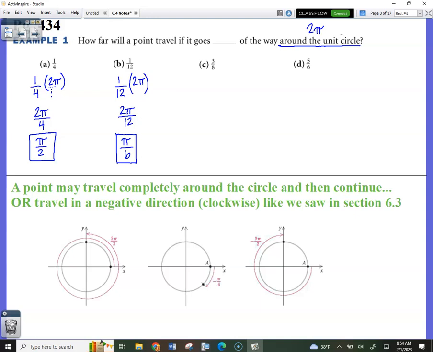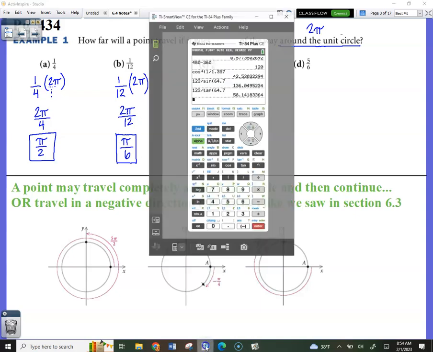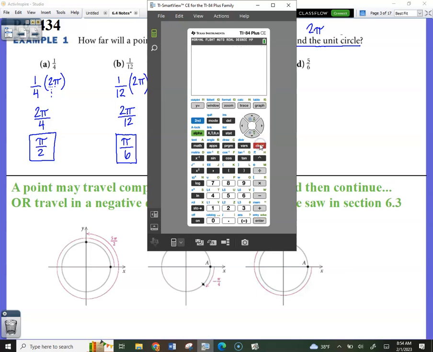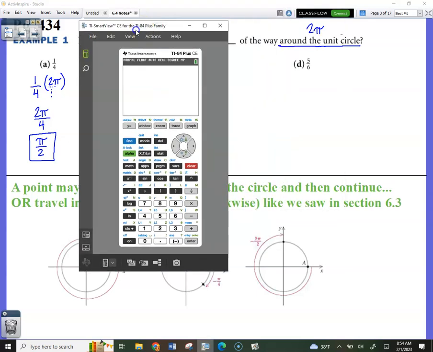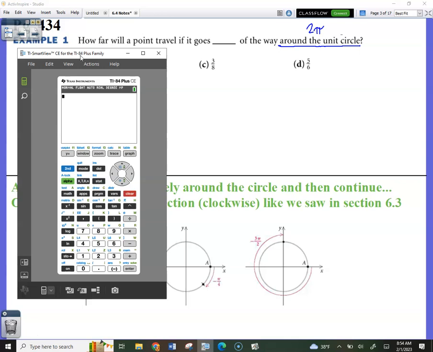You are keeping it in a fraction. If you're not good with fractions or reducing, remember the fraction shortcut, alpha y equals on your calculator. There's nothing wrong with using that. Or you can do it in your head and then use that to check your work.